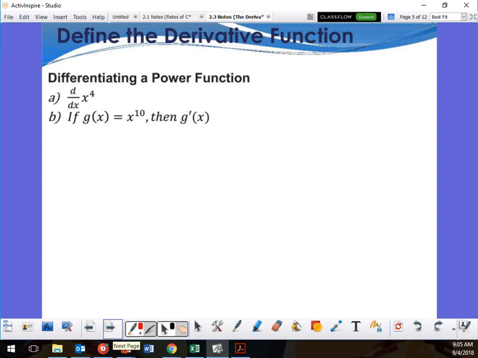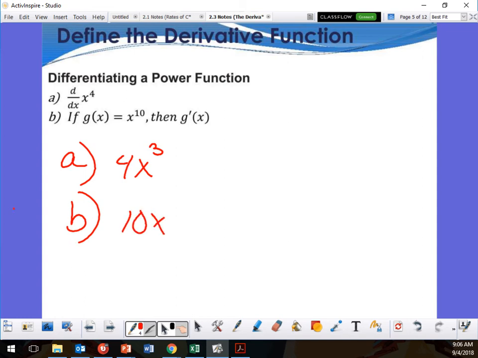All right, let's try this. So let's try a. Find the derivative of x to the 4th. I bring that 4 out front, right? So 4x. Now what do I do with that exponent? You take away 1. There we go right there. Now part B. All right, so what are we going to get there? 10x to the 9th.